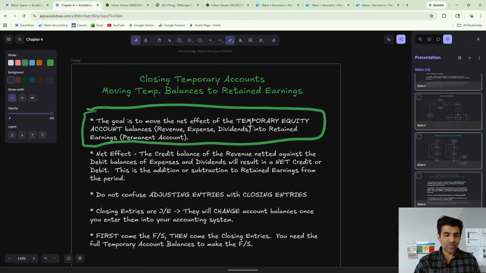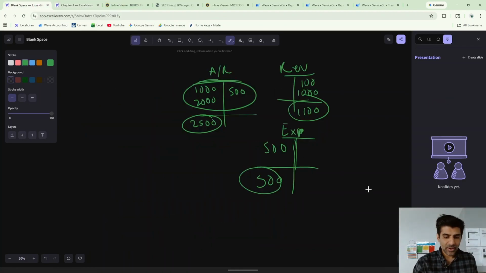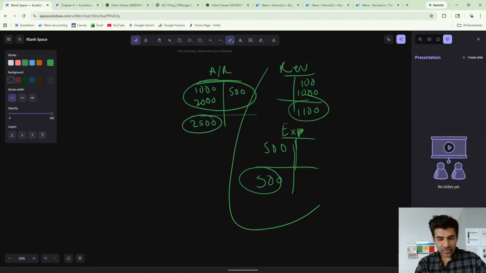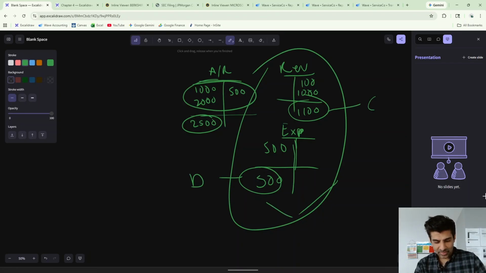The goal of this closing process is to net what we saw here. We have this credit balance, we have this debit balance. The net effect of this is, you can say, a credit balance of 600. And this we would have seen in our financial statement. The income statement would have shown a net income of 600.